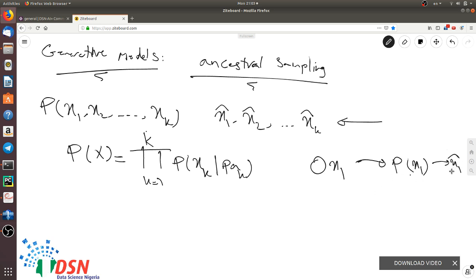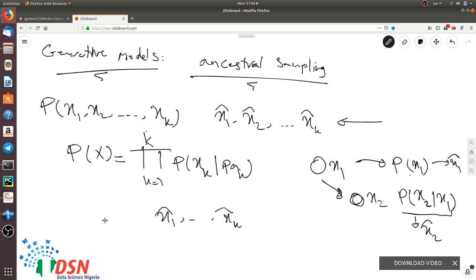Then when we know the state of x1, we can go on, and after x1 we can sample x2. Because we know that we have x2 conditioned on x1, and now we know the state of x1, it is x1 hat, so we can sample from this distribution because it depends only on x1. Let's call it x2 hat. So we can continue the sampling to obtain x1 hat to xk hat, and that's it. We sample from our joint distribution by using our graph.